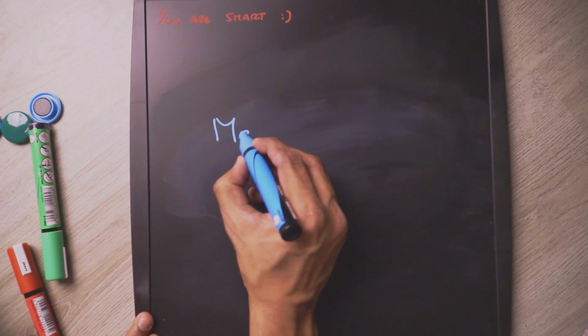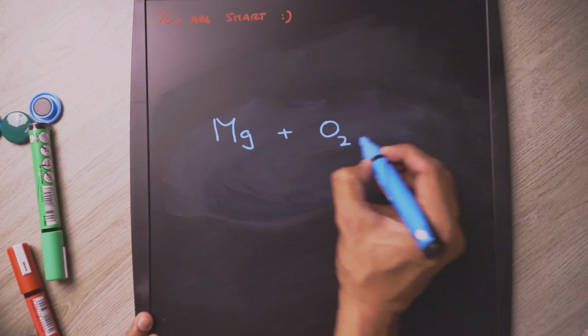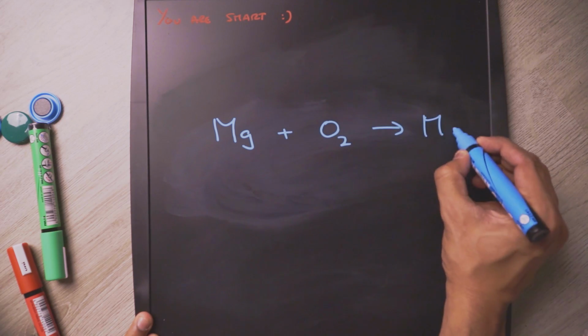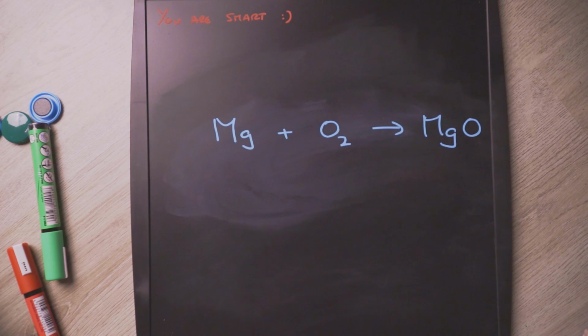This chapter is about balancing chemical equations. Okay, so let's start with something that's unbalanced and we'll see why we should balance them. So you have Mg plus O2 producing MgO.